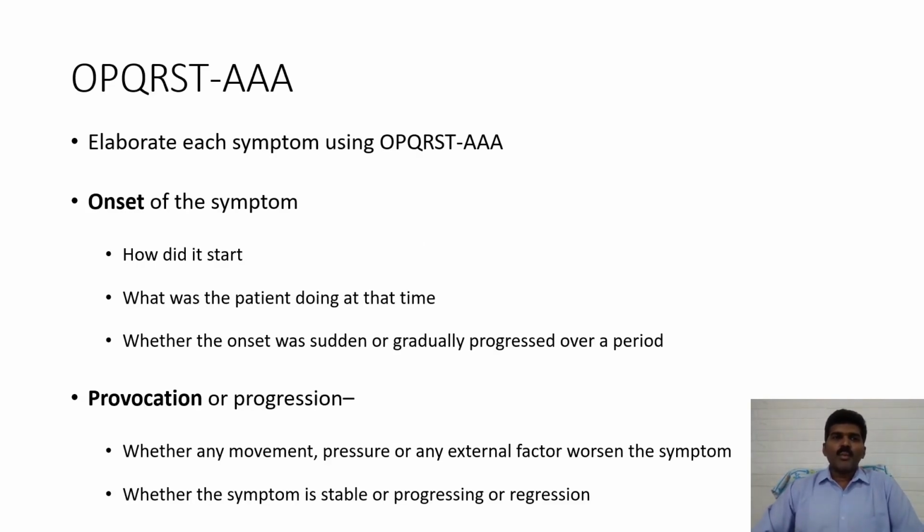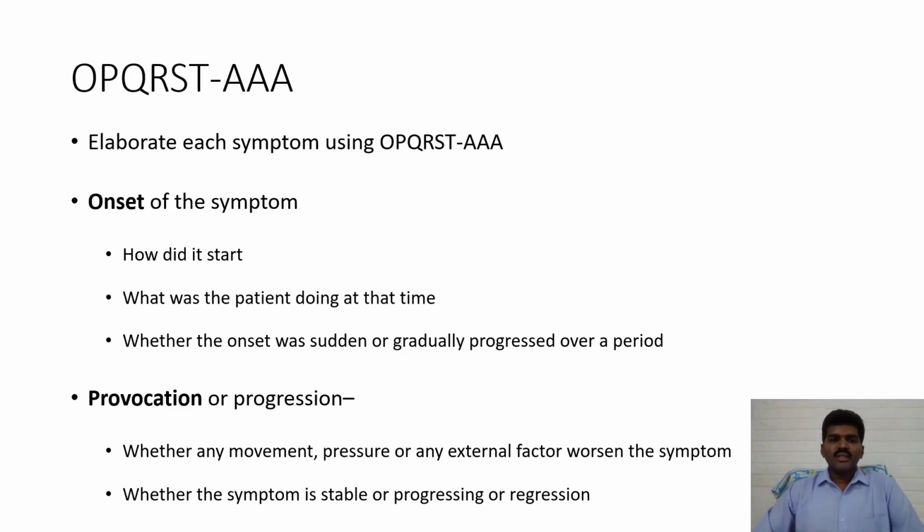So you follow OPQRST-AAA to evaluate each of the symptoms the patient is telling you. O for onset of the symptom. You can obtain this history by asking some specific questions. How did the symptoms start? What was the patient doing at that time, and was the symptom sudden in onset or did it gradually progress over a period of time, which tells how the symptom has started and how it has progressed.